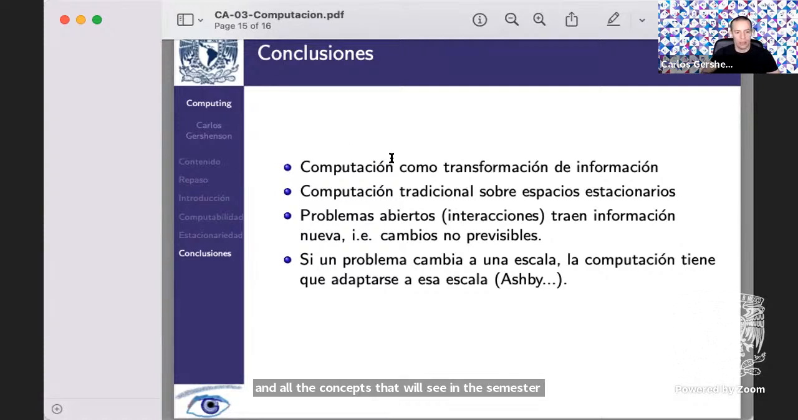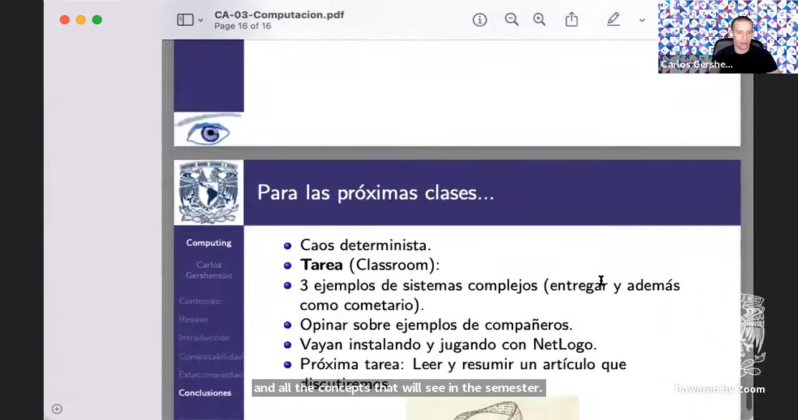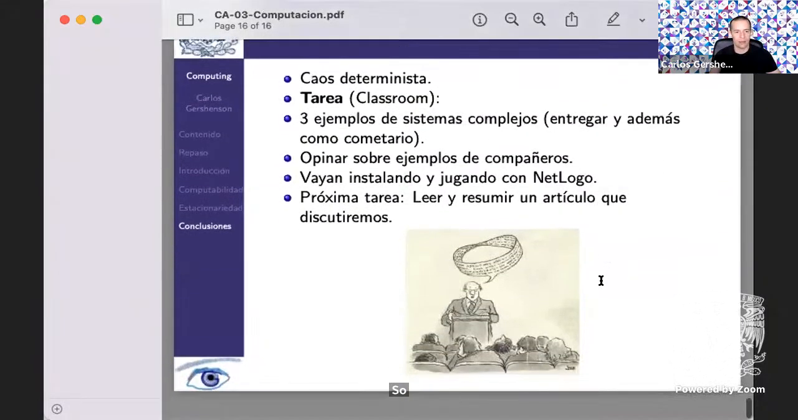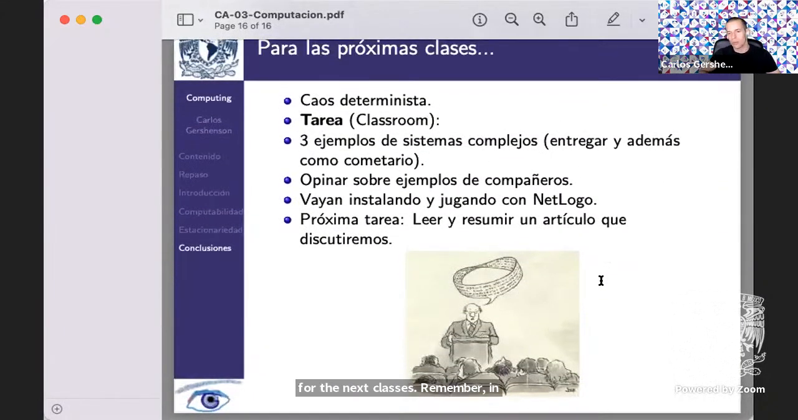So for the next classes, remember in classroom, well, on Thursday we'll see a bit about deterministic chaos, which is related but different from complexity. So for today, remember, please upload 3 examples of complex systems and justify why they are considered complex, or what are you missing if you don't describe these as complex systems.